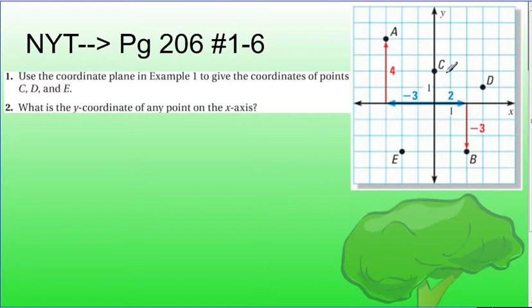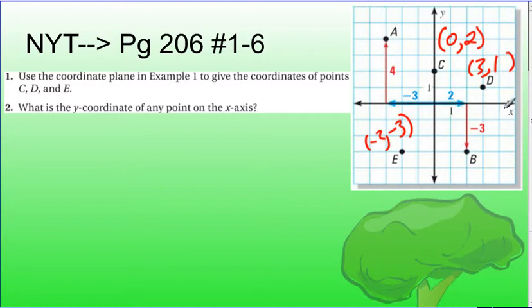Okay, so letter C. Well, I'd move sideways 0, so an x coordinate of 0. I'd move up and down 2. That is letter C. Letter D. From the origin, I'd move positive 1, 2, 3, so positive 3, and then in the up and down, positive 1. And lastly, letter E, from the origin, I'd move negative 1, negative 2, and then in the up and down, negative 1, negative 2, negative 3. So those are the coordinates of the points.